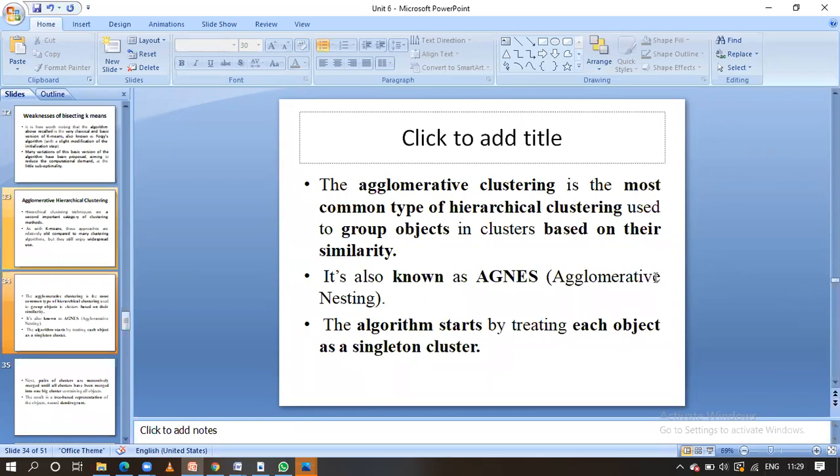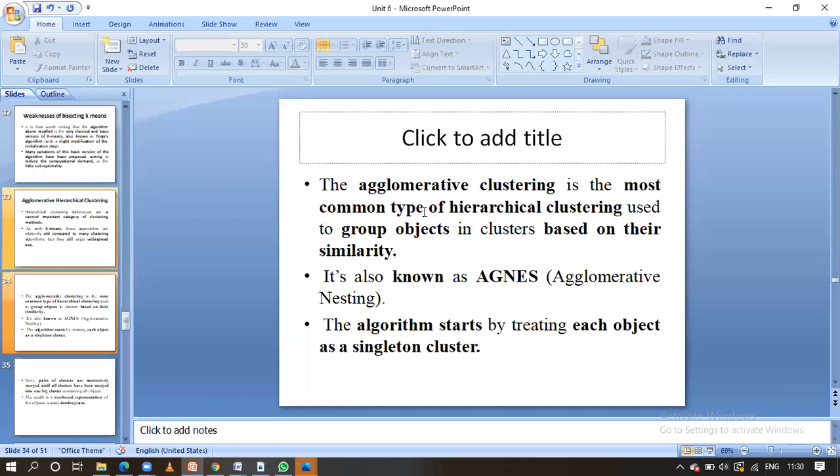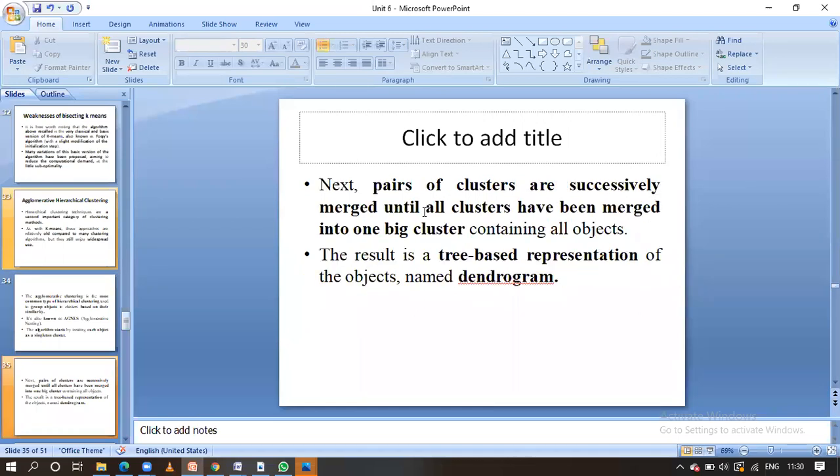Okay, guys, I'm proceeding to the next slide. In AGNES, first we start with each object as a singleton cluster. Next, we take pairs of clusters and successively merge them to form bigger clusters.